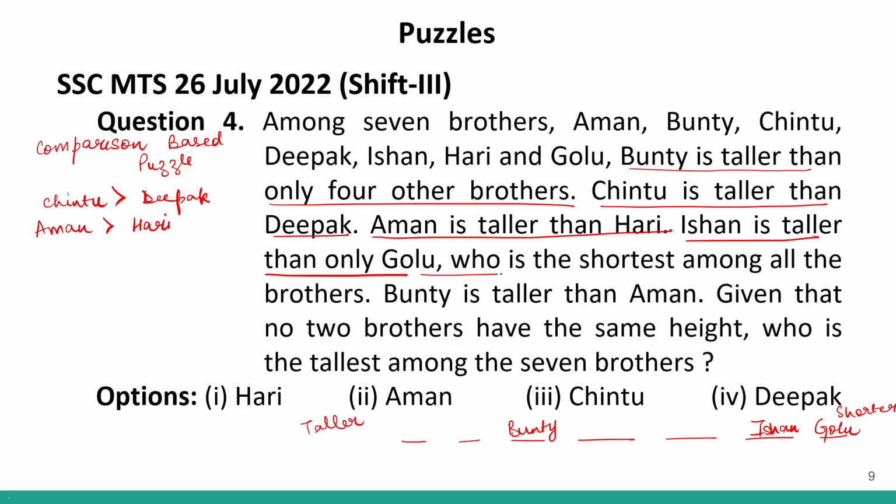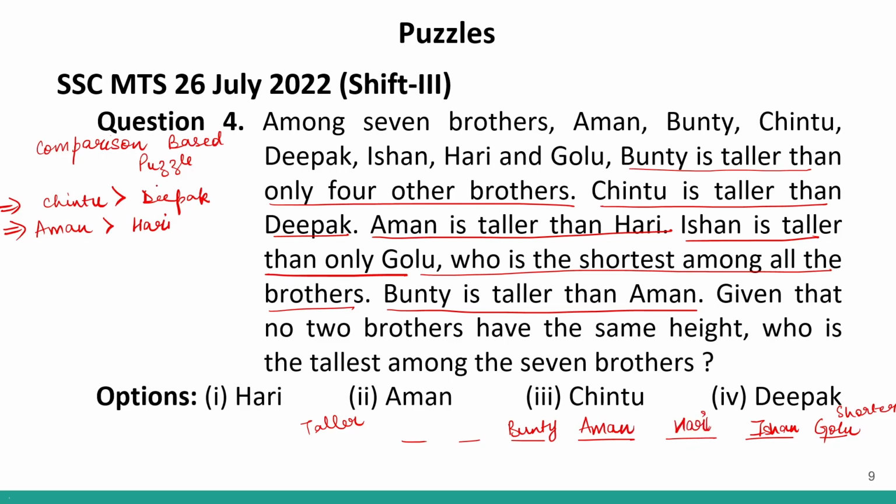And it is also given in the question that Golu is the shortest among all brothers. So Ishan is taller than only Golu. So now we have two positions, Chintu, Deepak and Aman, Hari, that we have to place in these four empty positions. It is given to us that Bunty is taller than Aman. If Bunty is taller than Aman, Aman will come here and we will have Hari over here.